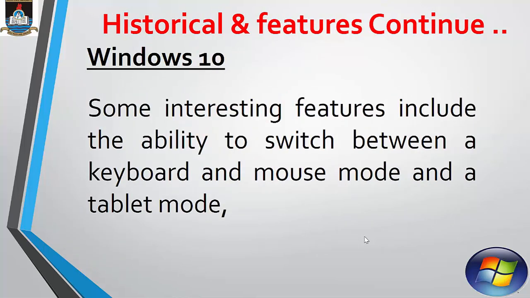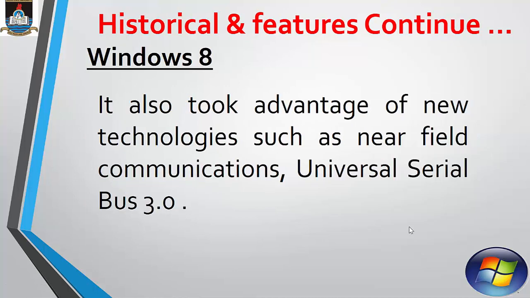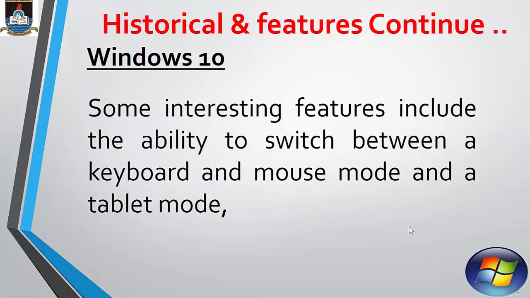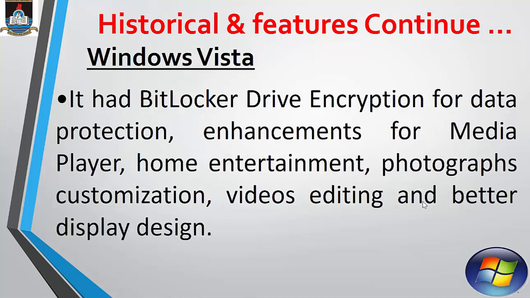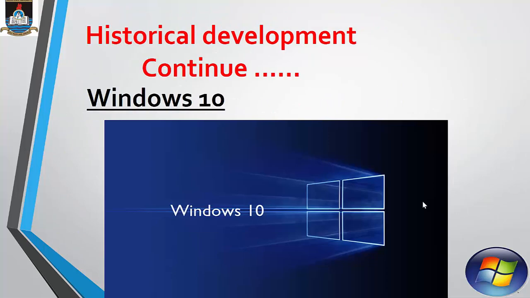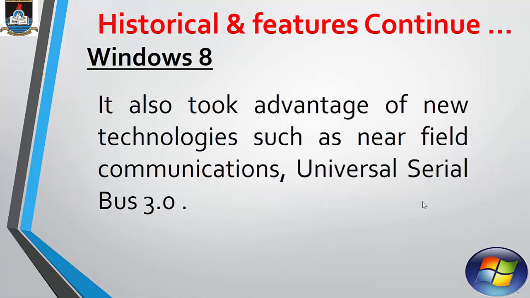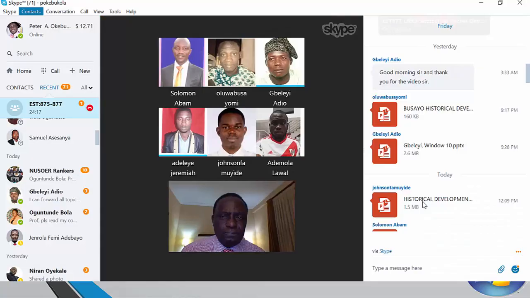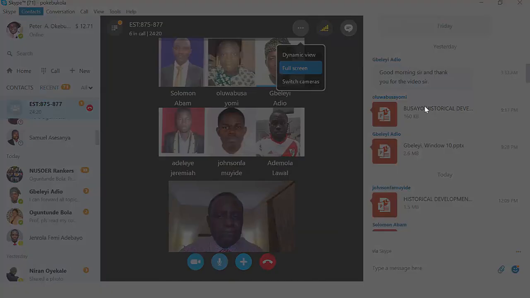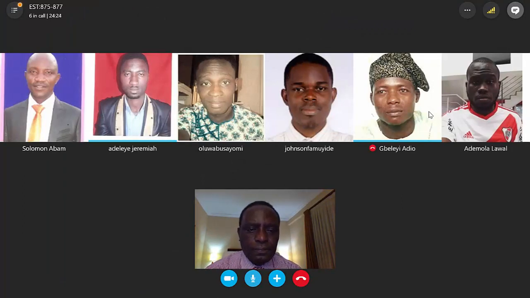Majorly on Windows 10, I want us to look at some basic features that make it different from the others. Some interesting features include the ability to switch between keyboard and mouse mode and a tablet mode for computers like the Surface Pro 3 with a detachable keyboard. Another interesting feature is fast startup and resume, built-in security, and a return to the start menu in an expanded form. This version of Windows will always feature Microsoft Edge, Microsoft's browser, and qualified devices such as tablets and PCs can upgrade to Windows 10.